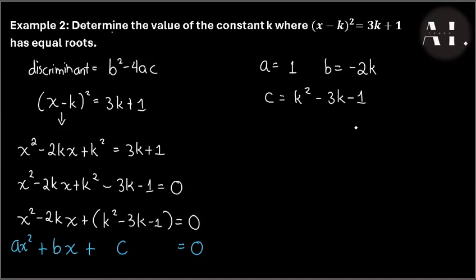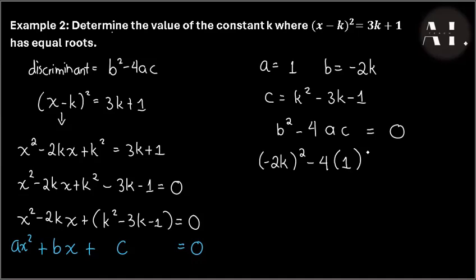Now, let's apply the discriminant condition. For the roots to be equal, the discriminant must be 0. So we have b squared minus 4ac is equal to 0. Substitute the values of a, b, and c into the discriminant formula, and this will give us the square of negative 2k minus the product of 4, the value of a, and c.